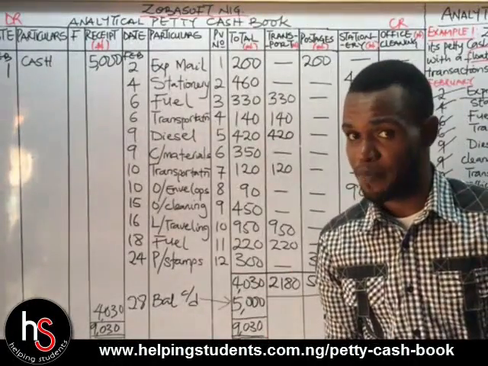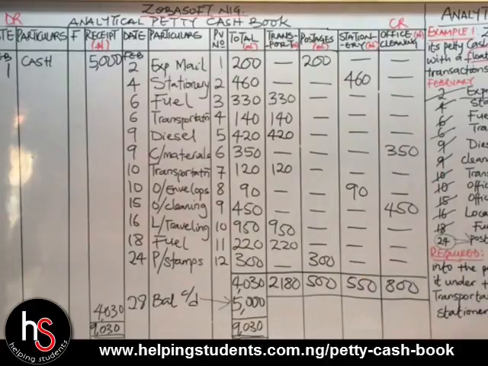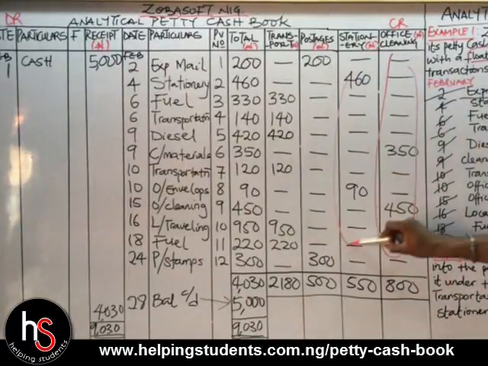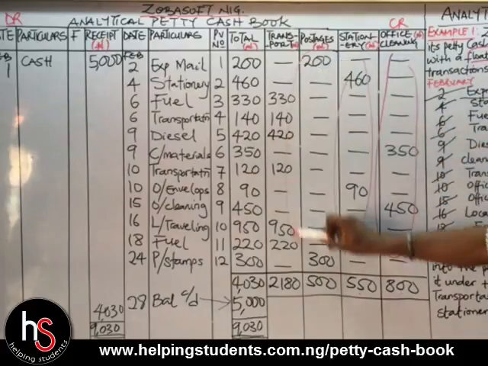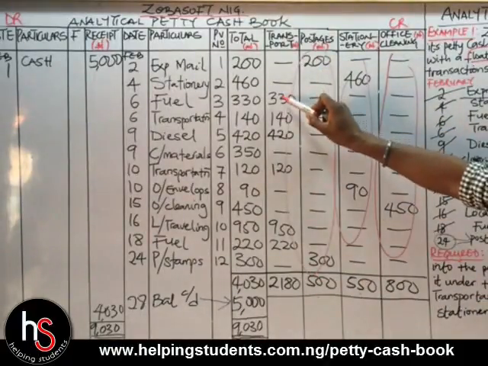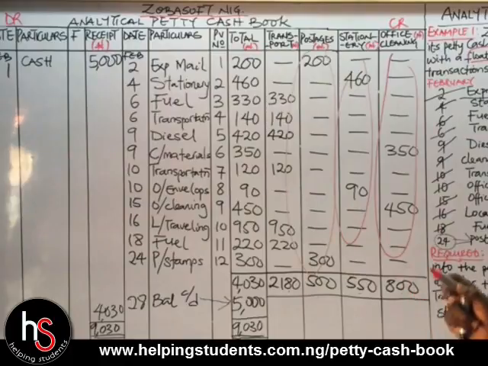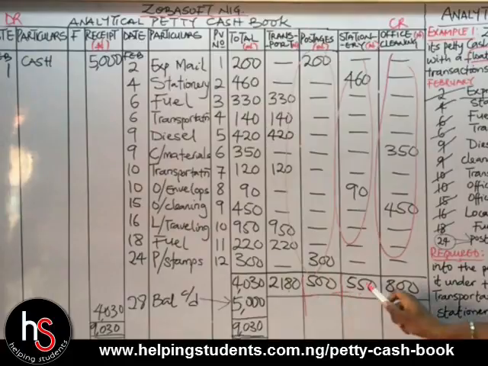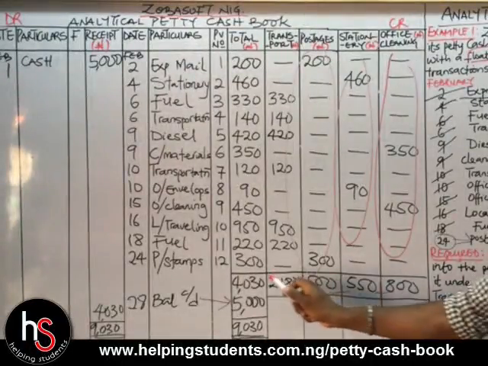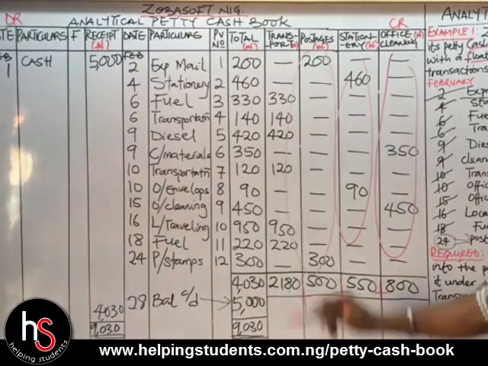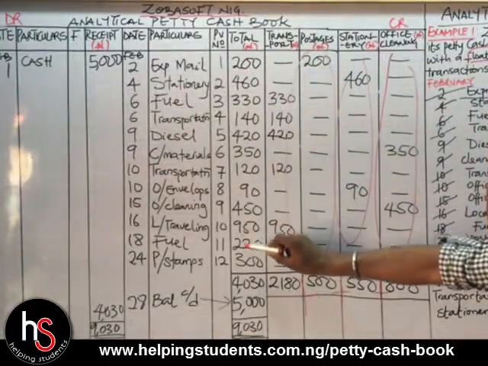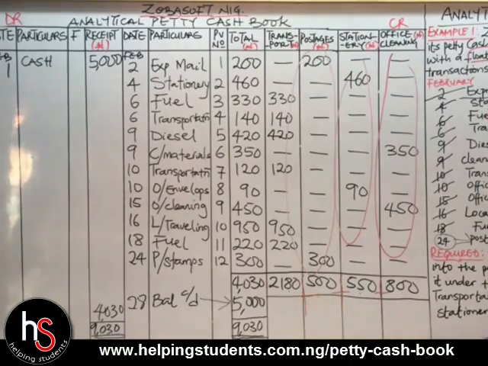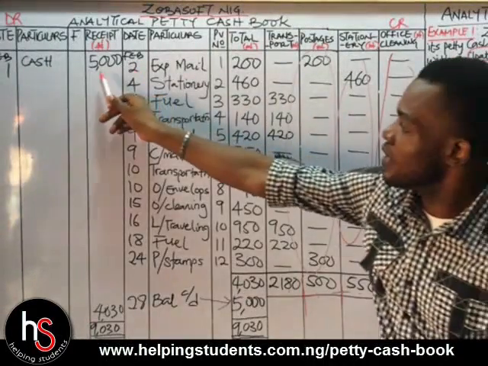Let me repeat it one more time, please. The first thing we do after the whole transaction is to get the summation, right? Remember, everything we had in this place gave us 800. These values gave us 550. This value gave us 500. And the summation of the transportation gave us 2,180. So 2,180 plus 500 plus 550 plus 800 is equal to 4,030. The same thing happens when we sum everything we have here. It gives us 4,030.